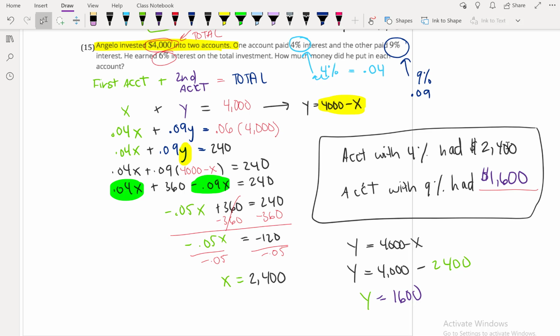And that is the end of this section. So it's not like these problems are difficult, but these problems are long. So you just have to see it all the way through from beginning to end.